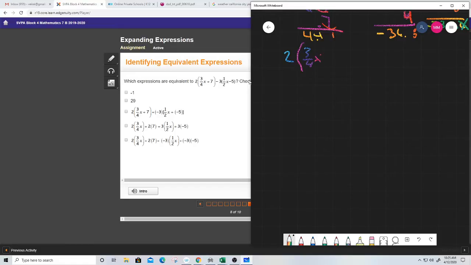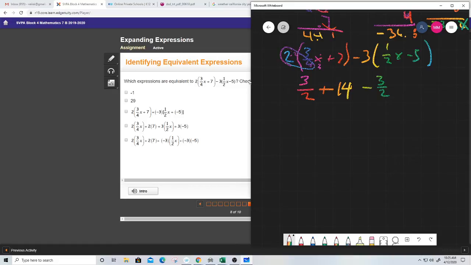Oh man. 2 times (3/4 x plus 7) minus 3 times (1/2 x minus 5). Alright, so what do I see right here? What's 2 divided by 2? What's 4 divided by 2? 3 over 2, right? Because this goes to 1. What is 2 times 7? It's 14. Alright, now what's negative 3 times a positive 1/2 x? Well, negative 3 halves x.